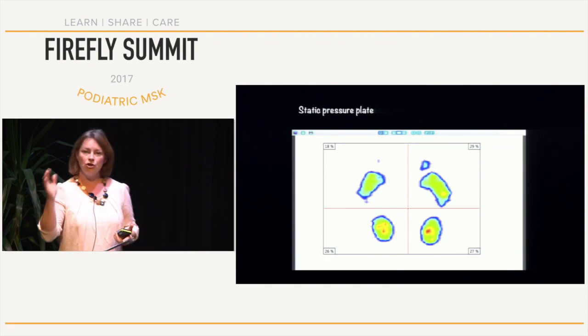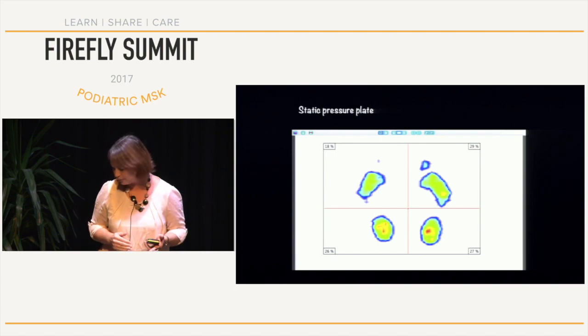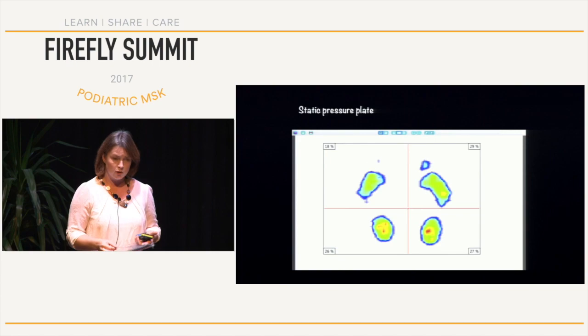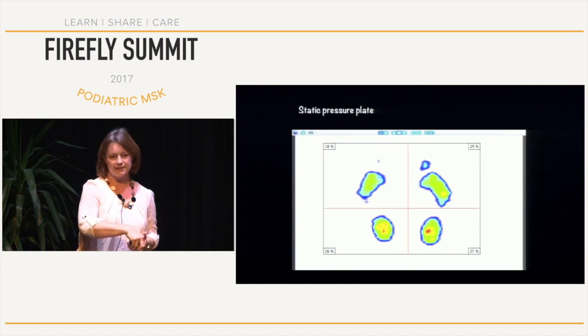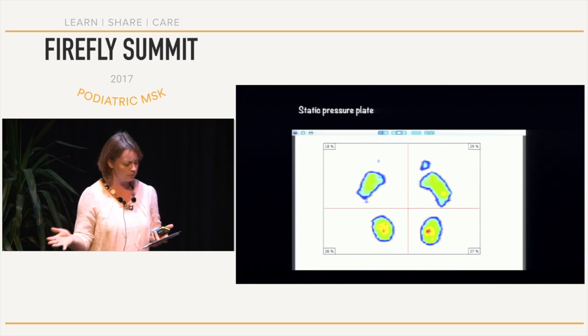Then usually, if there's a suspicion, I will measure them static on the pressure plate. I don't with everybody, but I do find it really useful. So here we can look at left to right differences, we can look at rear foot to forefoot differences, and within foot you can look at medial to lateral.